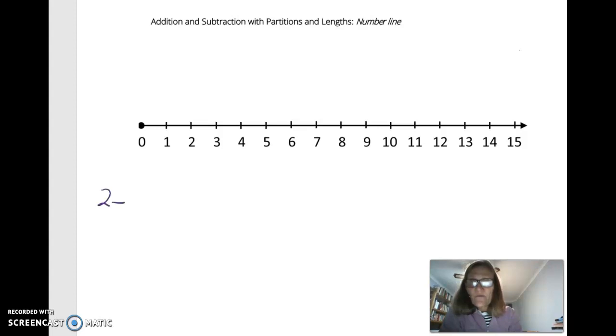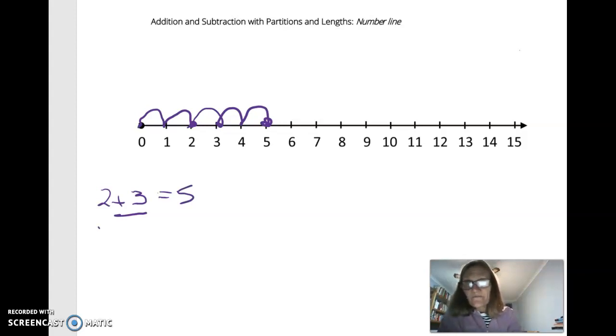So a common problem you might have is it will say, show 2 plus 3 on the number line. What you have to remember is it's assuming you're starting from nothing. So let's start from 0, let's go out to 2. Okay, that's our first step. Then you're going to do the plus 3 bit. 1, 2, 3. Okay, and 2 plus 3 is 5, because that's where I've landed.